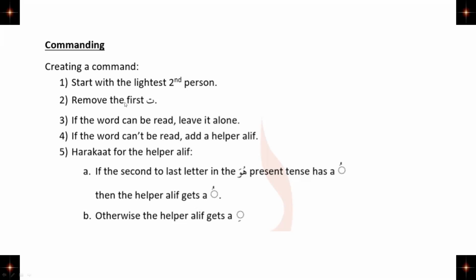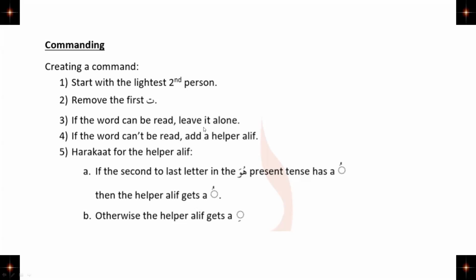So you start with that second person, like taktubu, for instance. Then you remove the ta of the mudari. You remove the first ta that initiates the fi'l, the ta of mudara'a. Take it off. If the word can be read, leave it alone. So when I say taktubu, I make it taktub by making it lightest. Then I remove the ta, and it becomes ktub. Ktub is difficult to pronounce. No Arabic word starts with a sukun. If it can be pronounced, leave it alone.